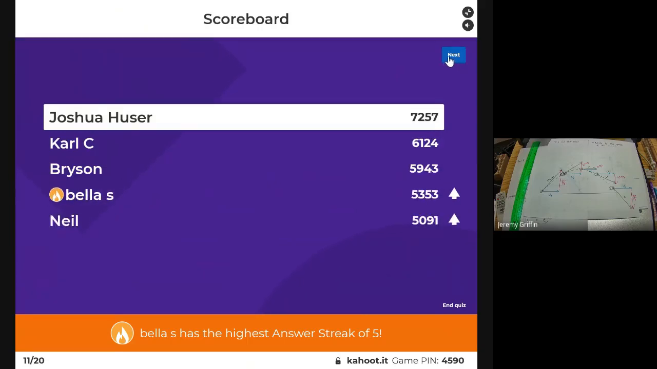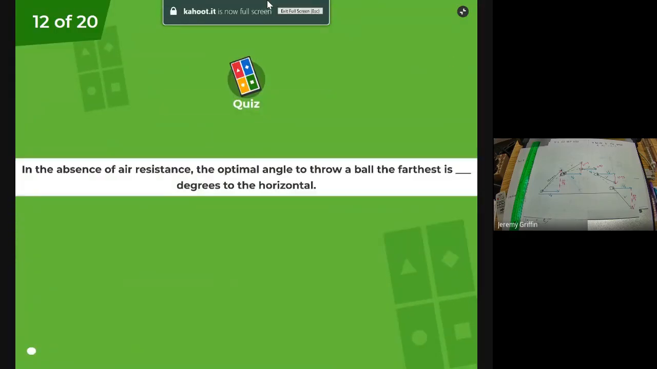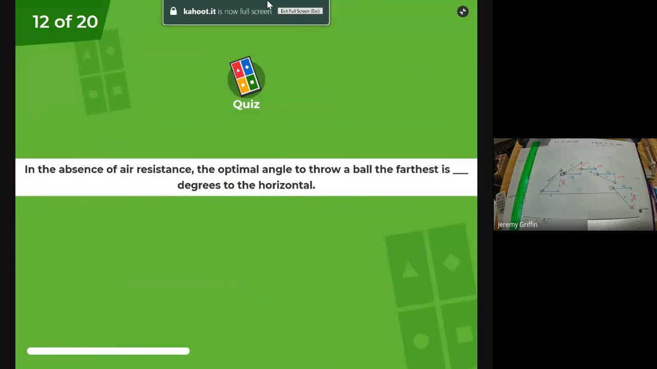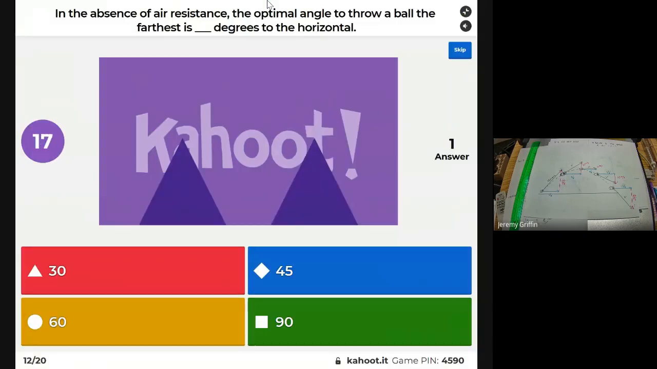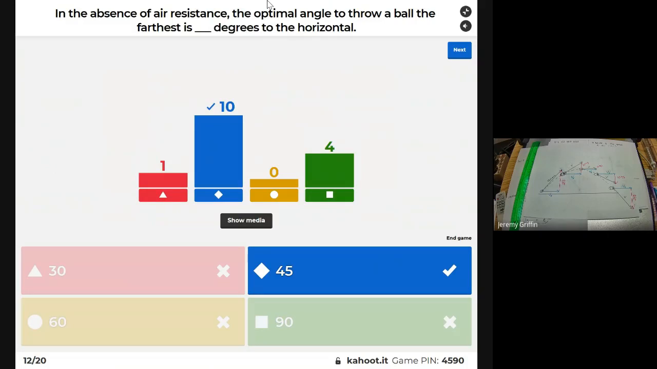Ooh, Bella on fire, moving up. Joshua still in the lead. In the absence of air resistance, what is the optimal angle to throw a ball the furthest distance? Ooh, good call. Yeah, you guys got that.